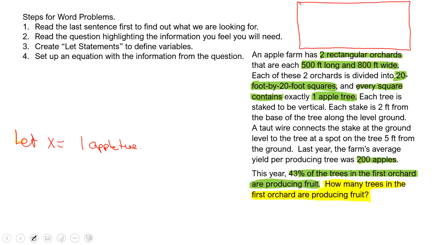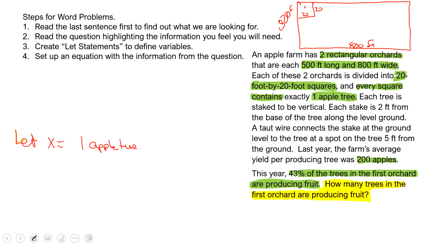So they've told me it's 500 feet long, and it's 800 feet wide. But then they also tell me it's divided into 20 by 20 foot sections. So here we're going to have, and each section has a tree in it. So put a circle for a tree.